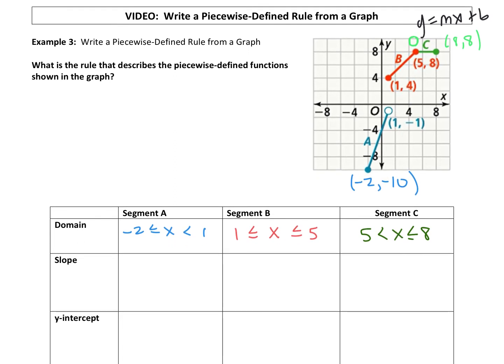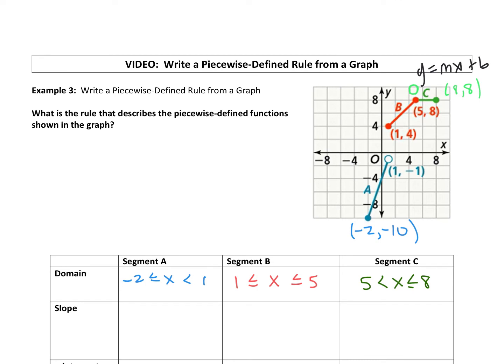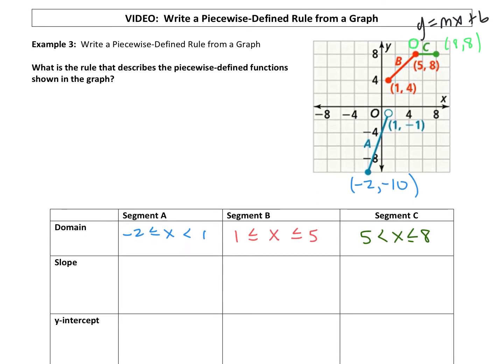Let's find the slope of each segment. Because these are linear functions, our rule is going to end up looking like y equals mx plus b, or we'll write the mx plus b part of it. So finding the slope is helpful.